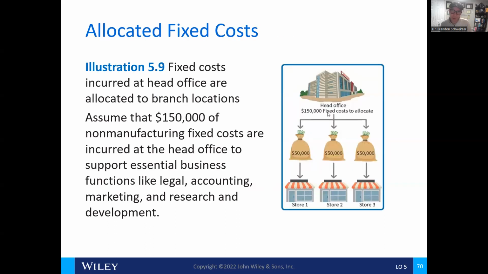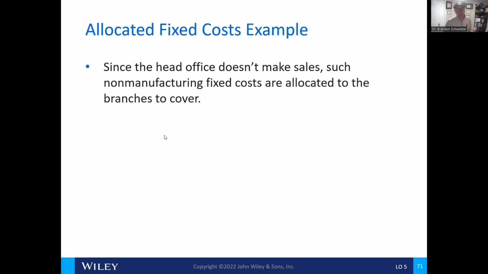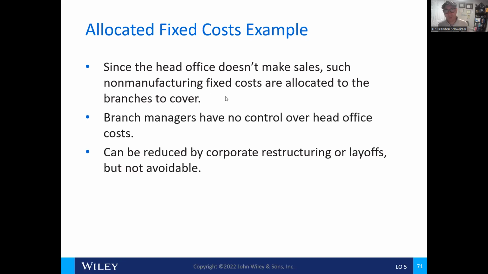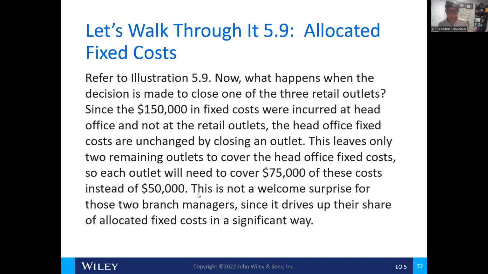Those costs, of course, would be distributed equally and fixed to each store location. Since the head office does not make sales, we allocate them to the branches to cover the related expenses. Branch managers do not have control over what the head office costs are. These costs can be reduced by a corporate restructuring or layoffs, but are not avoidable. They're only eliminated when the company goes out of business.